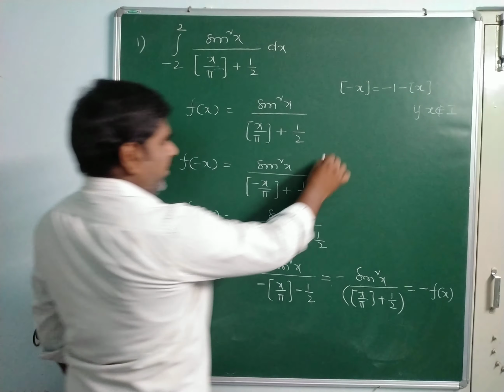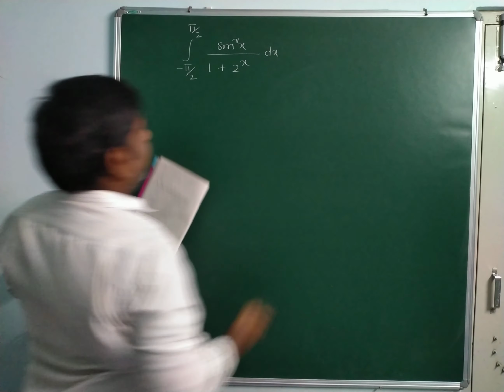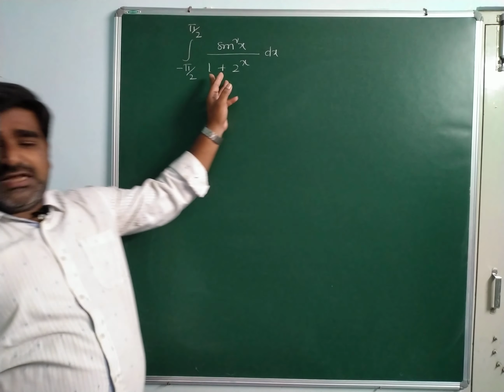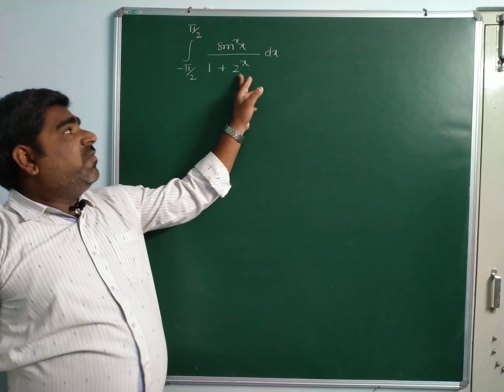I'll go for the next question. This is the next model. Integral from minus pi by 2 to plus pi by 2 of sine square x by 1 plus 2 to the power of x dx. Once observe the limits. So again the limits are in the form of minus a to plus a. Here f of minus x is equal to sine square of minus x, sine square x, over 1 plus 2 to the power of minus x.